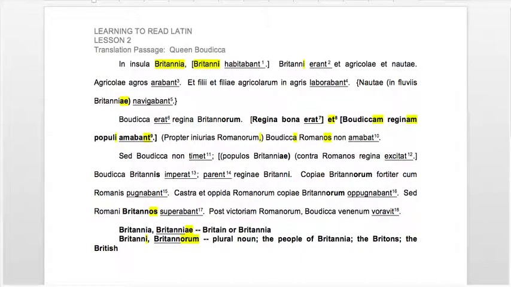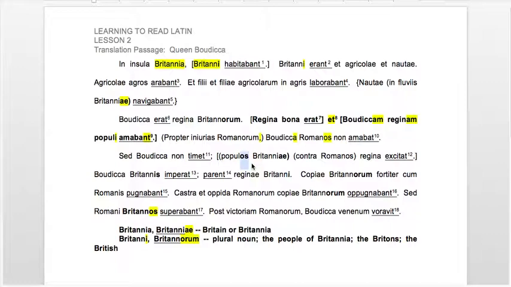So prepositional phrases always begin with a preposition. Where do they end? They end with the noun in the case that the preposition requires. Contra, if you look at your vocabulary list, requires an accusative case noun, and so that means it must end after Romanos. Those two words must stay together. You may place them wherever you would like within the sentence, but they must stay together. Against the Romans. The other os that we have in the sentence is on the noun populos.